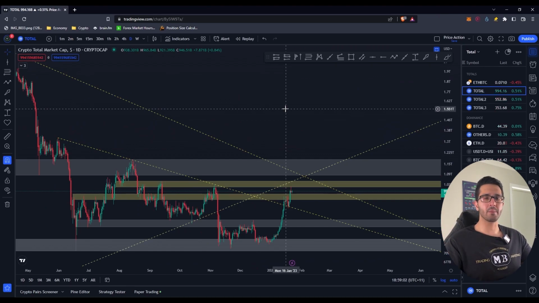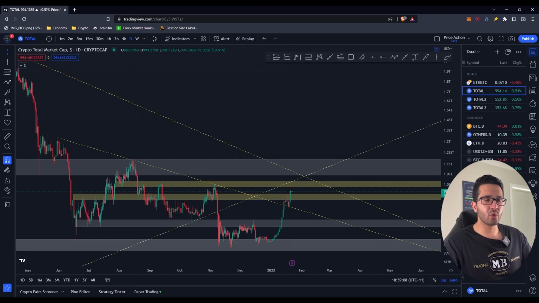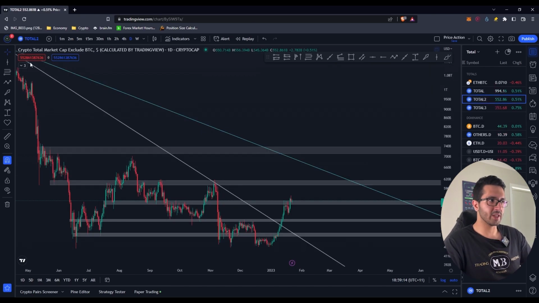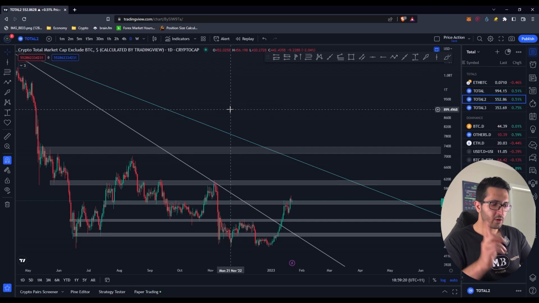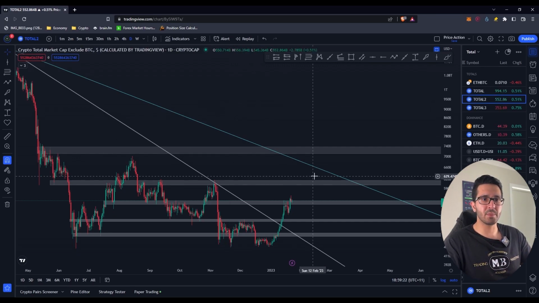What is total market cap? It is the amount of money in the whole crypto market, combined with Bitcoin, Ethereum, stablecoins, everything, which at the moment is roughly an estimated $1 trillion. What is total 2? It is the crypto total market cap excluding Bitcoin. So that means everything, Ethereum, Cardano, everything except Bitcoin, which is around $500 billion.